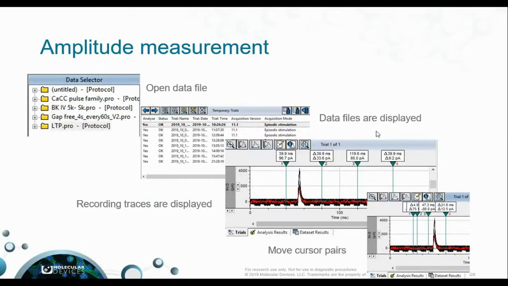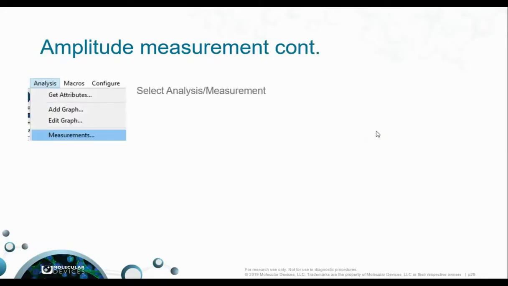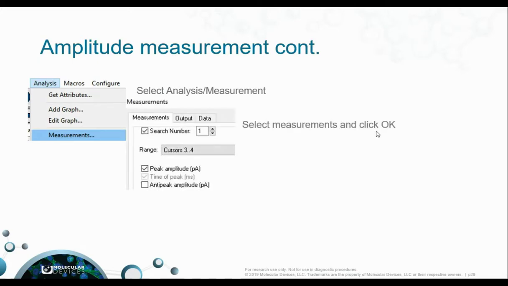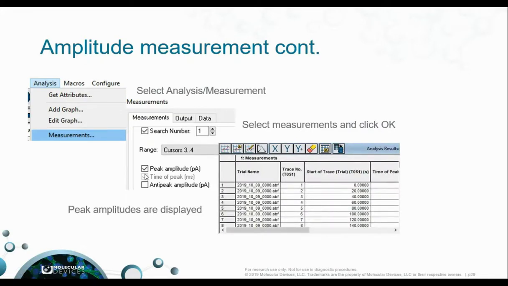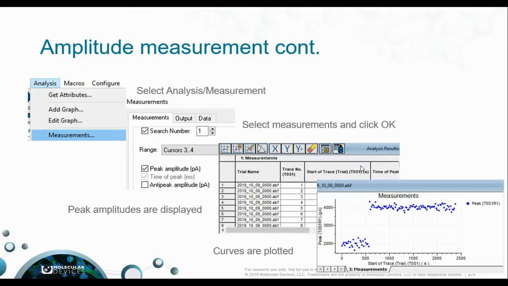And now we can move the cursor pair to define the baseline region and the search region. Then we select the Analyze tab and select the measurement. We select the measurement and click OK. At this time, we just check the peak amplitude as shown in here. And then the peak amplitude will be measured and will be shown in the analyzed result. And the curve will be plotted.